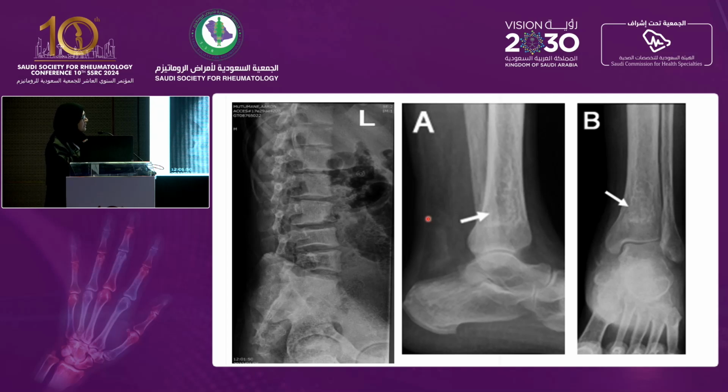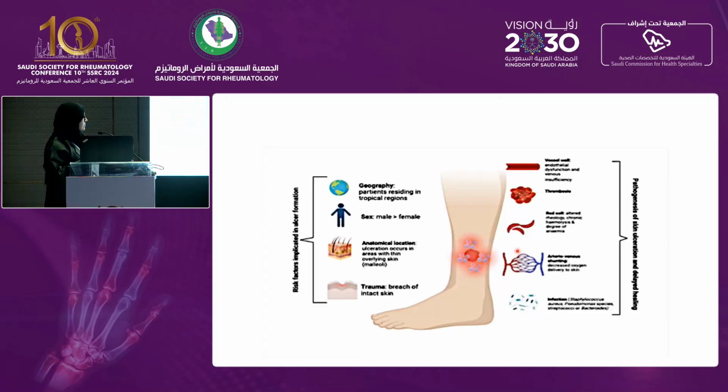Okay, this is clear. And here in the middle, you can see the bone infarction in A and B. Leg ulcer can be seen also in sickle cell disease, but it is not common here in our area. We don't see it frequently.